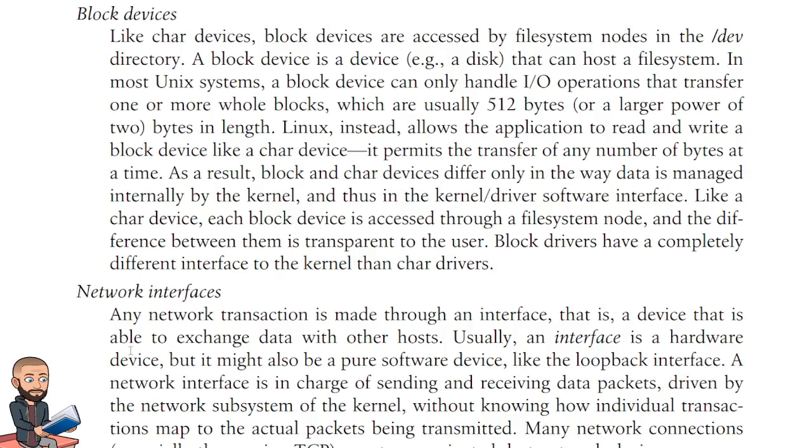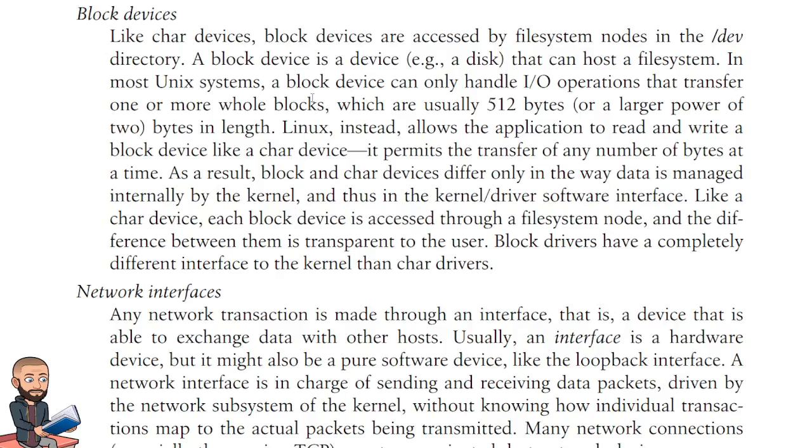In most Unix systems, a block device can only handle I/O operations that transfer one or more whole blocks, which are usually 512 bytes, or a larger power of 2 bytes in length. Linux instead allows the application to read and write a block device like a character device. It permits the transfer of any number of bytes at a time.